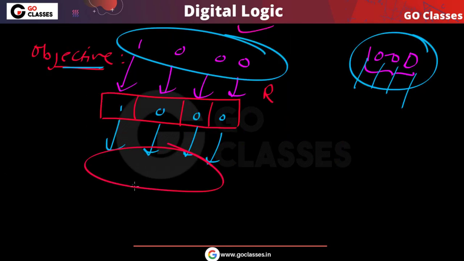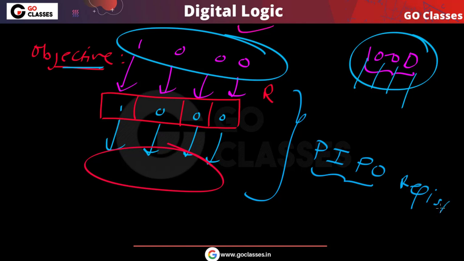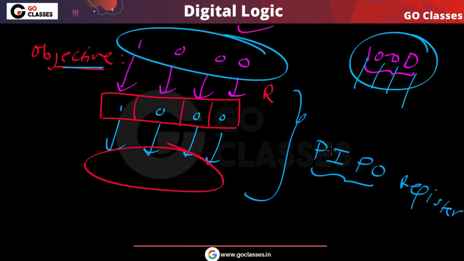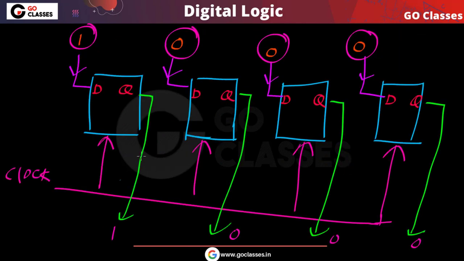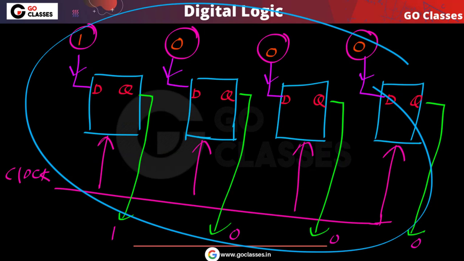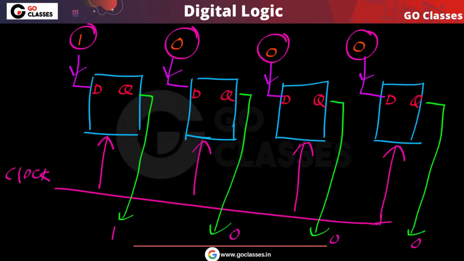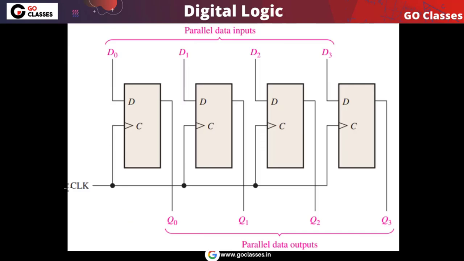So this is our objective. We want this type of register. This type of register, we call it a parallel in, parallel out register, because you can notice we are storing the data in parallel and we are reading the data in parallel. So this type of register is called parallel in, parallel out. This is how we can implement this register, very easily, like this.